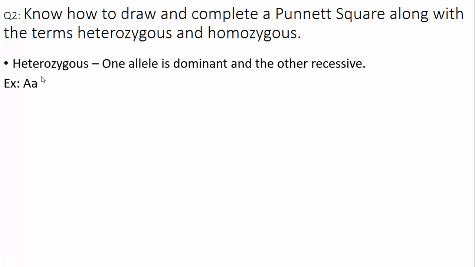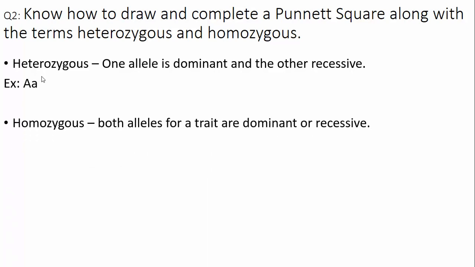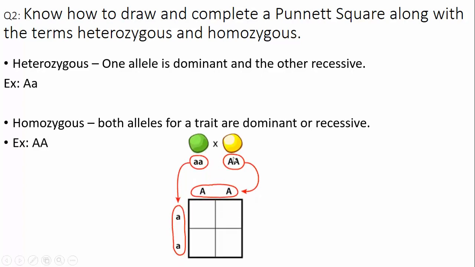Well, if hetero means different, we know that homo means the same. And in homozygous, both alleles for a trait are dominant or they're both recessive. So here we would have homozygous dominant. If both the letters were lowercase, they would be homozygous recessive. Now, as far as the Punnett square goes, here we have two organisms. This is a homozygous recessive because they're both lowercase, and this is homozygous dominant because they're both uppercase.